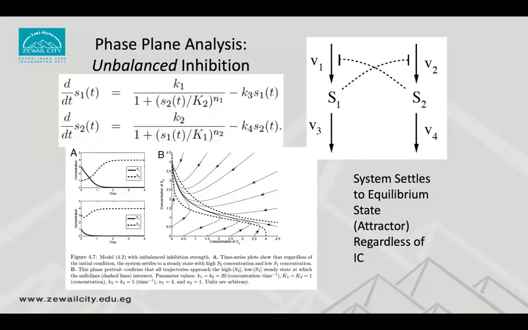But now, what happens if we have balanced inhibition? Suppose we have the same degree of cooperativity in the inhibition of both reactions. Maybe there will be a steady state in which we have equal S1 and S2. Maybe you guys agree?